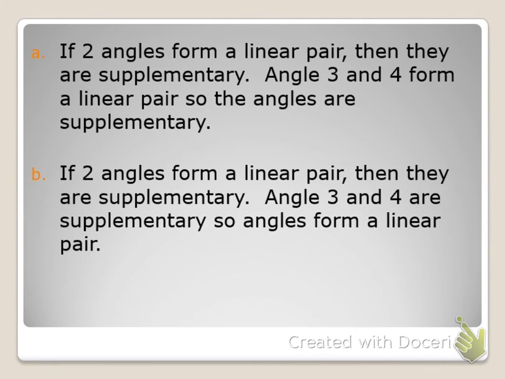All right, on this one, if two angles form a linear pair, then they are supplementary. It's our if-then statement. Angles 3 and 4 form a linear pair, so the angles are supplementary. Our other option is, if two angles form a linear pair, then they are supplementary. Angle 3 and angle 4 are supplementary, so the angles form a linear pair. Very similar to the last one. If it's a linear pair, they have to be supplementary.